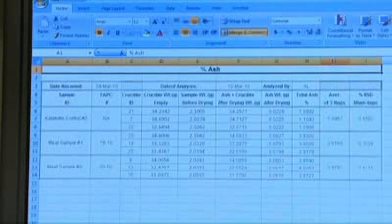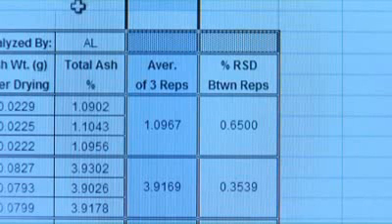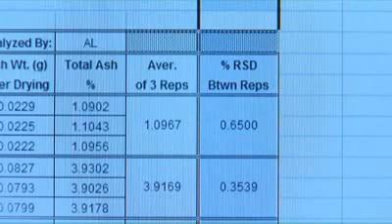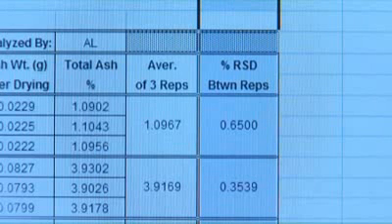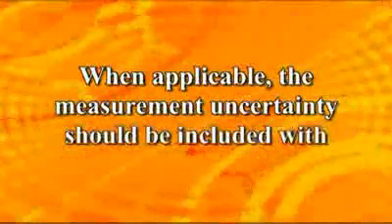Calculate the average of the replicates from the percent ash results. This will be the reported result. For the statistical analysis of the replicates analyzed, calculate the percent relative standard deviation, percent RSD. The percent RSD should not exceed plus or minus 5%. When applicable, the measurement uncertainty should be included with the result.